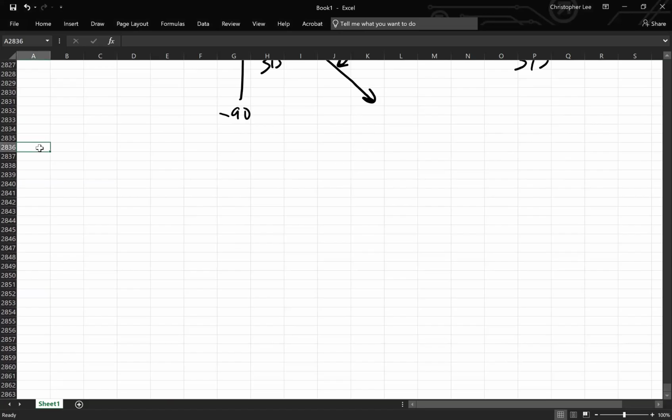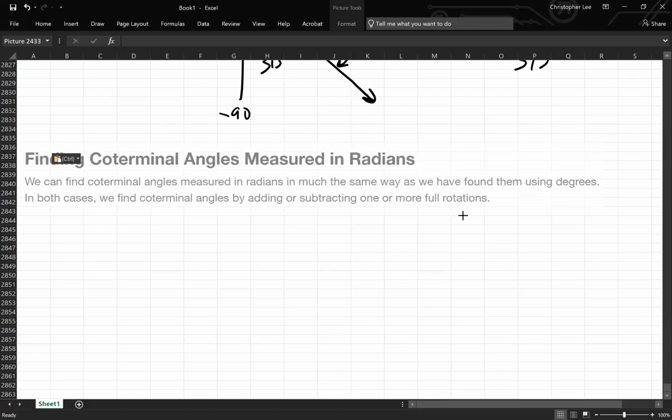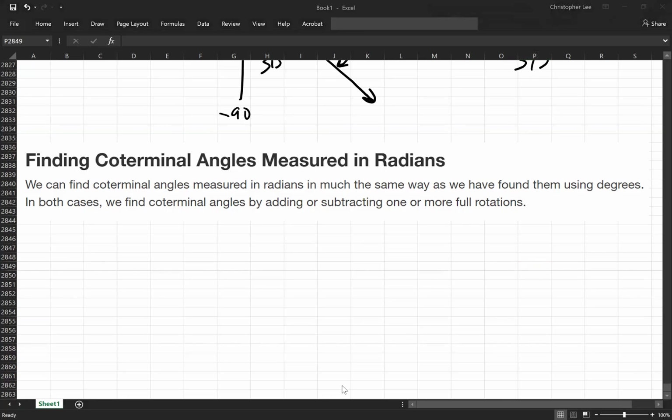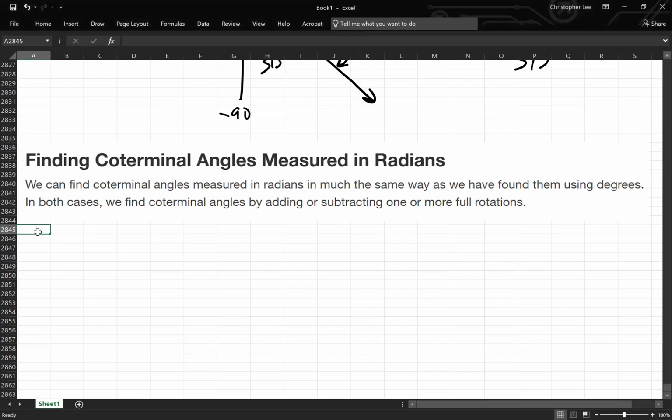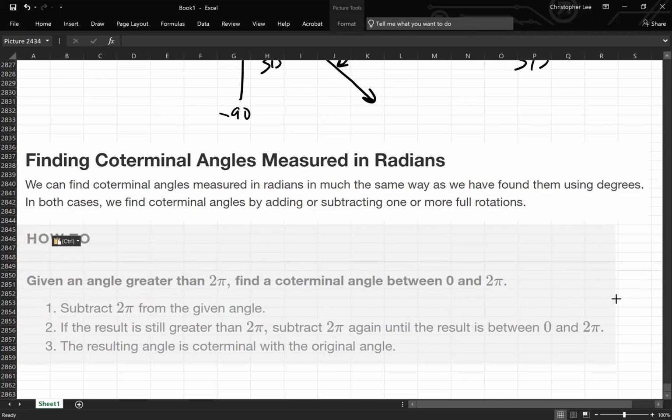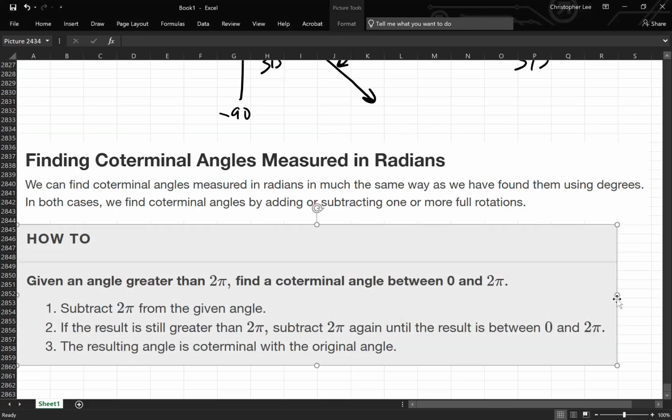And then last thing. Finding coterminal angles measured in radians. We can find coterminal angles measured in radians in much the same way as we have found them using degrees. In both cases, we find coterminal angles by adding or subtracting one or more rotations. Like pi and 2 pi. Given an angle greater than 2 pi, to find a coterminal angle between 0 and 2 pi, you can subtract 2 pi from the given angle. If the result is still greater than 2 pi, subtract 2 pi again until the result is between 0 and 2 pi. The resulting angle is coterminal with the original angle.